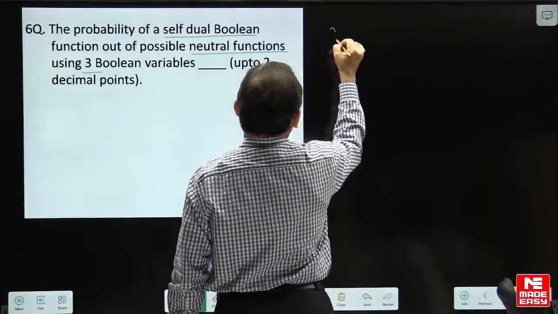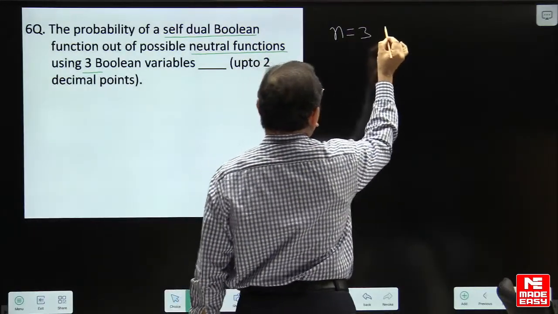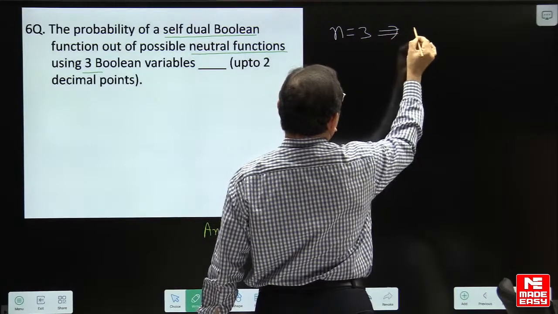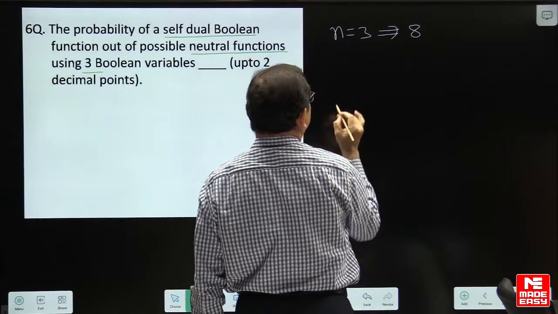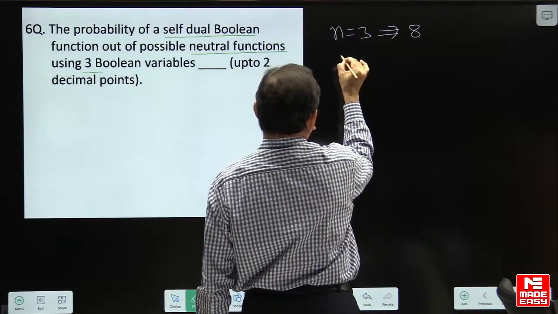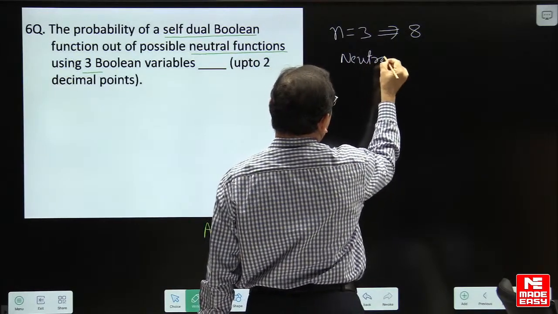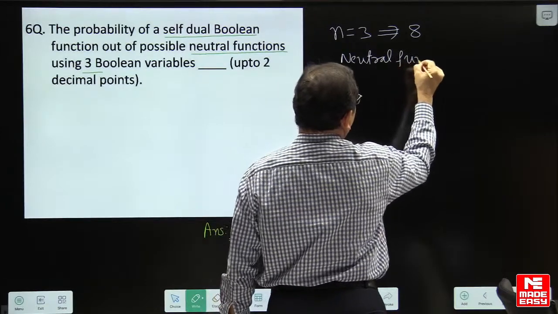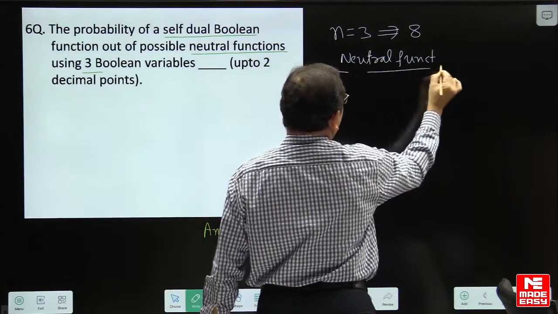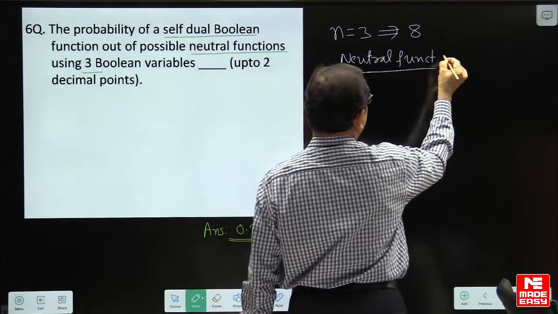By using 3 Boolean variables, all of you know well, the total number of combinations possible is 8. So if a function is to be a neutral function, the number of minterms must be equal to the number of maxterms, as we've said.